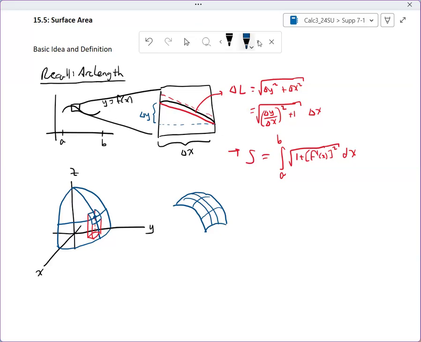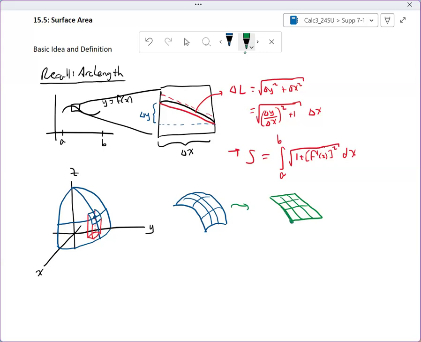But perhaps I can approximate it with just a plane, with just a little chunk of a plane, which will be linear in both directions. Now, I don't know how to find the area of this complicated, curvy, even small section of surface, but I do know how to find the area of a plane.